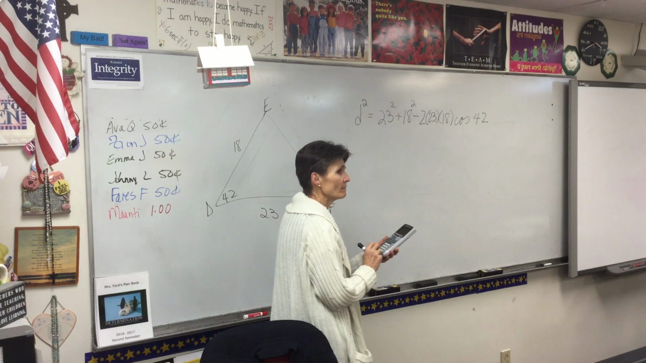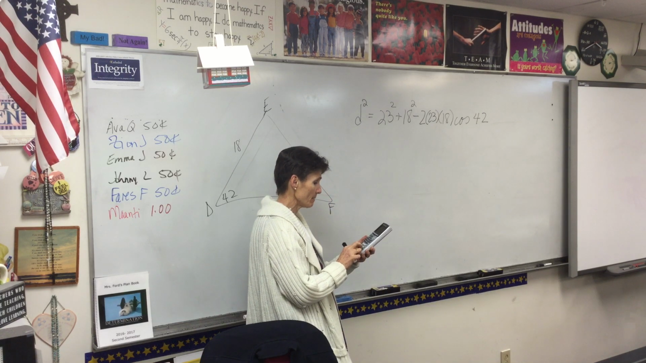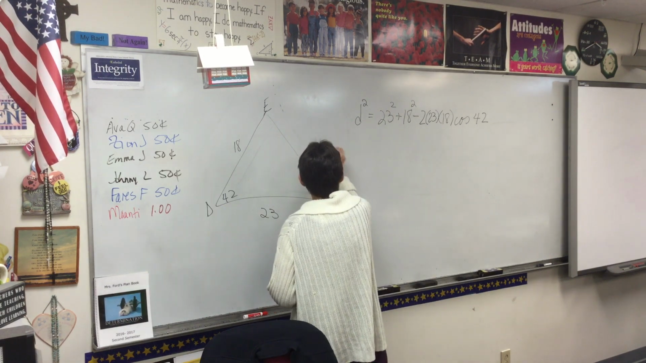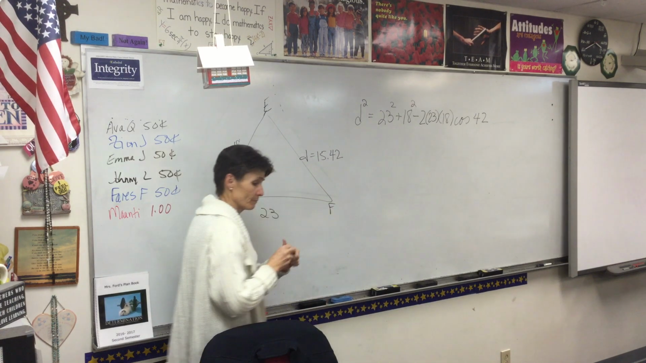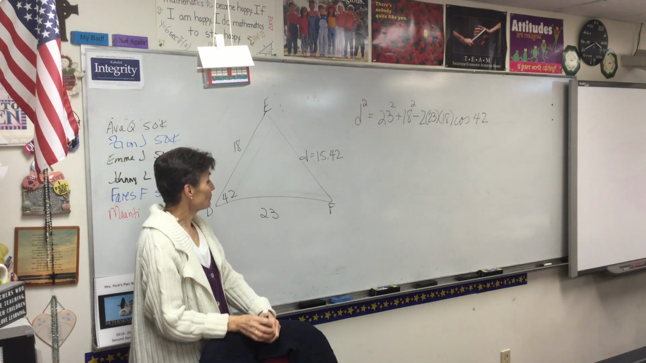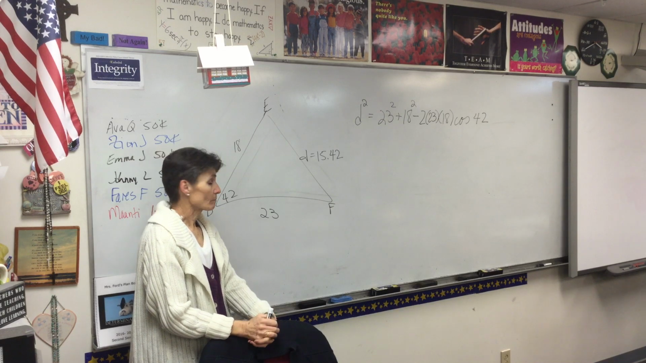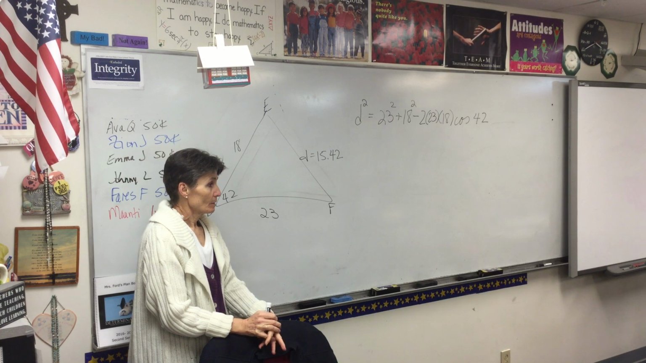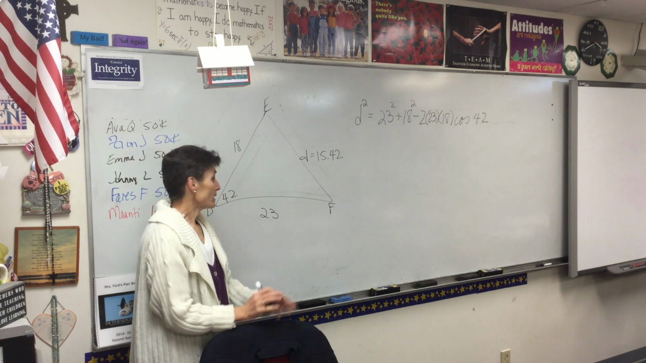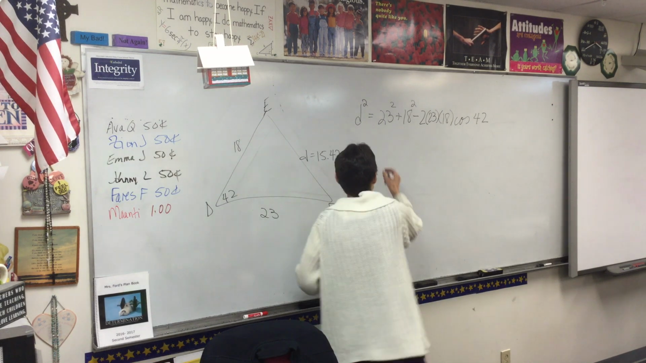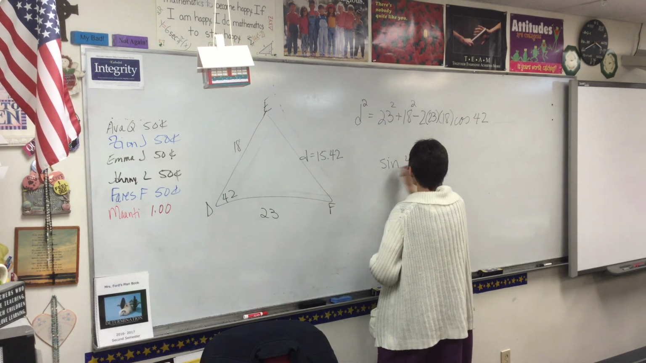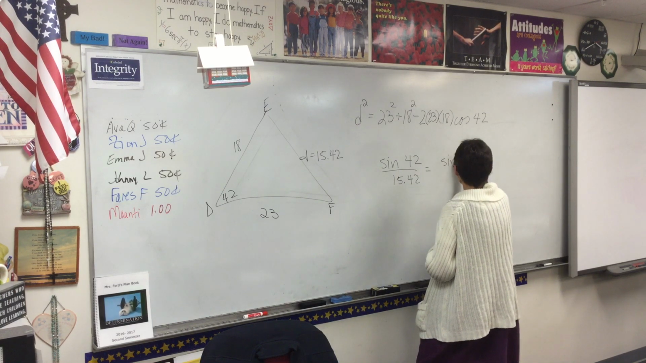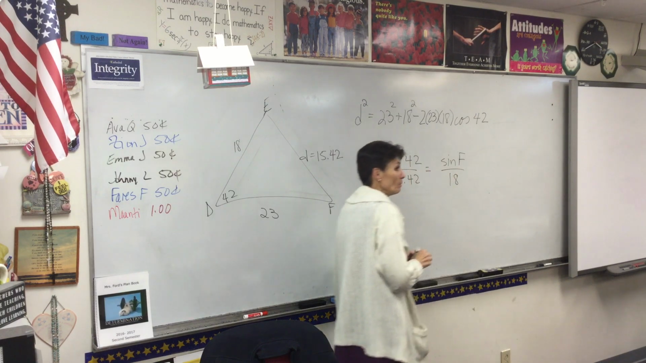I got 237, and then I have to remember the square root of that, right? So 15.42. Everybody get 15.42? All right. Now I can do the law of sines, right? So I can say sine 42 over 15.42 equals sine F over 18, for example.